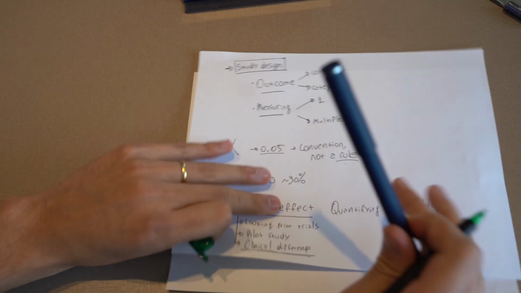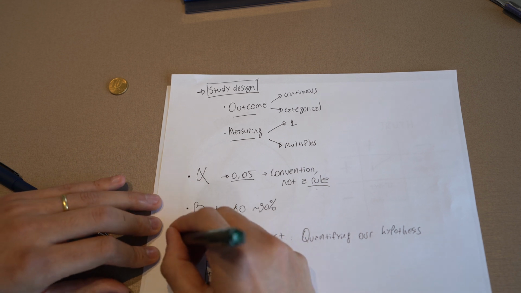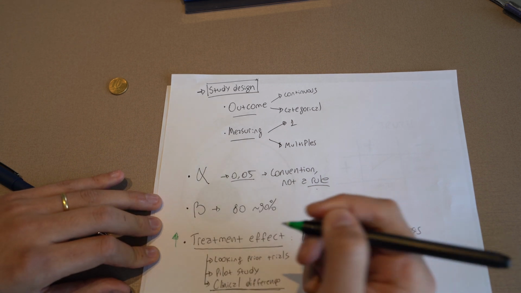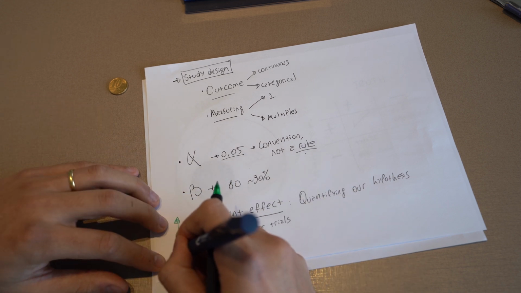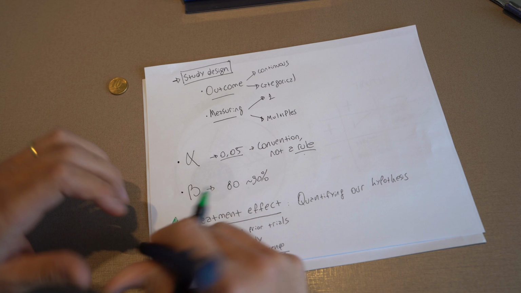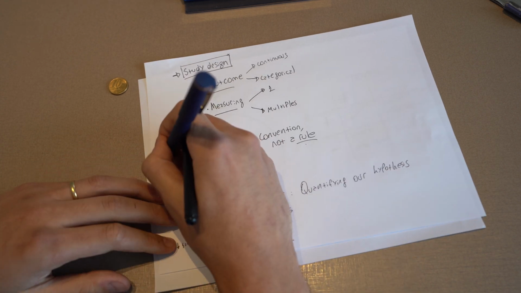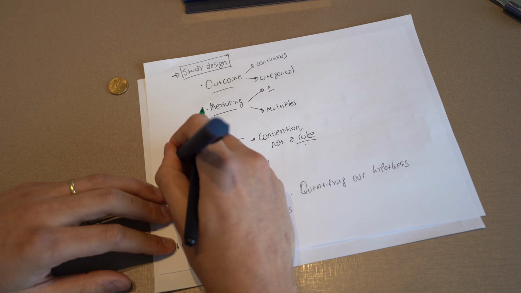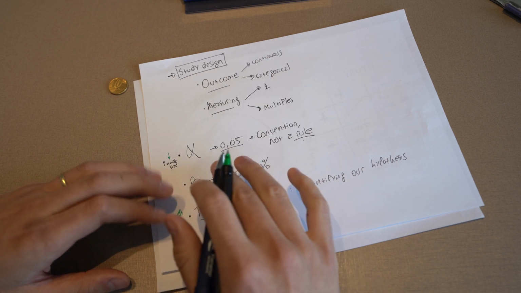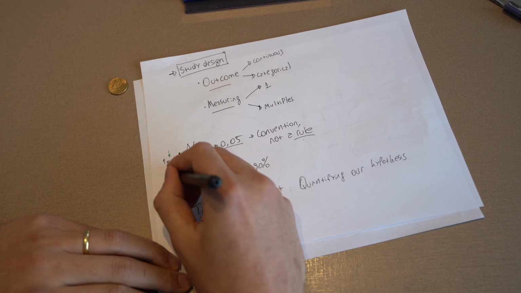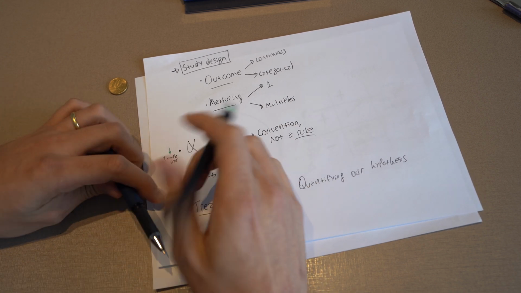So, just coming back here, the larger the treatment effect, the smaller the required sample size, and the smaller the alpha value, the larger the sample size, right? And the inverse goes for beta. The larger the beta value, the smaller the sample size.